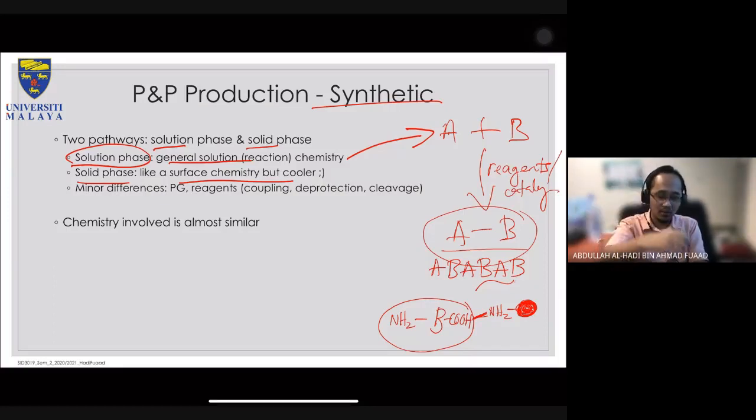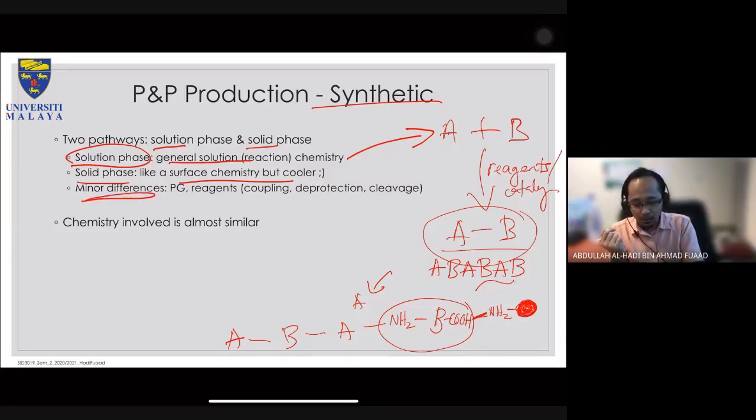And then once you have your solid support, you can add in A, so you get a connection with an A, and then you can add B again, and then A again, and so on and so forth. So it's kind of like growing a peptide 1 amino acid at a time, but by doing this, you can actually control the synthesis properly. Then towards the end of the day, whatever you want to synthesize, that is what you will get.